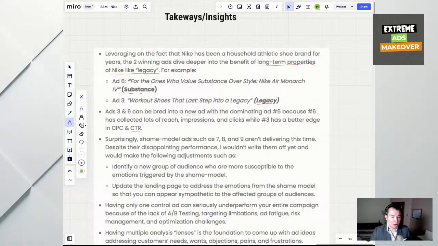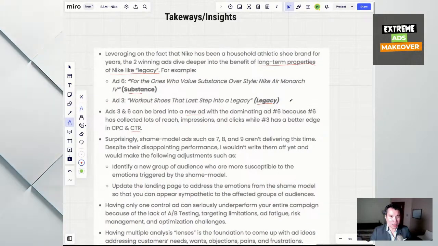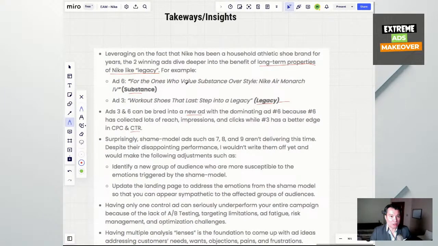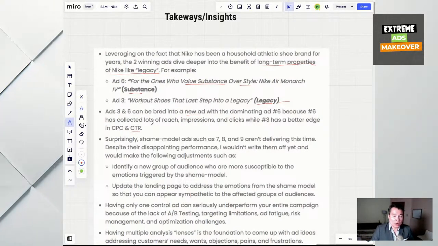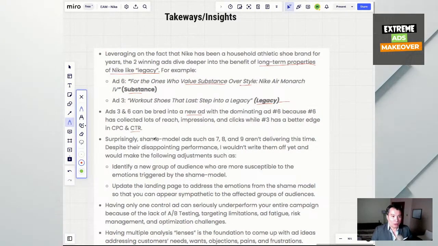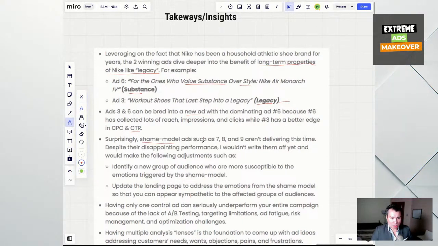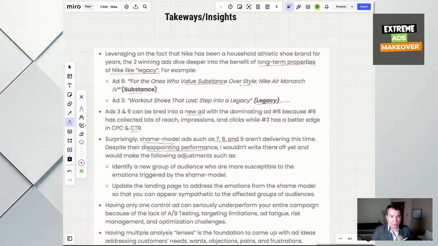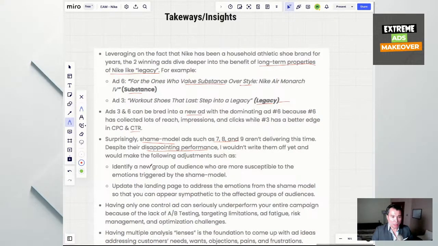So this is the recommendation for the Nike team, that they can modify or A/B test the landing page a little bit to incorporate the legacy, and for people who value substance over style, images or words that really sync with the ad's copy. So when they click on the ad and see the landing page, it's really in sync. The same goes for ads 7, 8, and 9. Despite a disappointing performance, I wouldn't write them off yet, because we need to identify the group of audience that's most receptive, and we need to update the landing page to address the emotions in these ads.